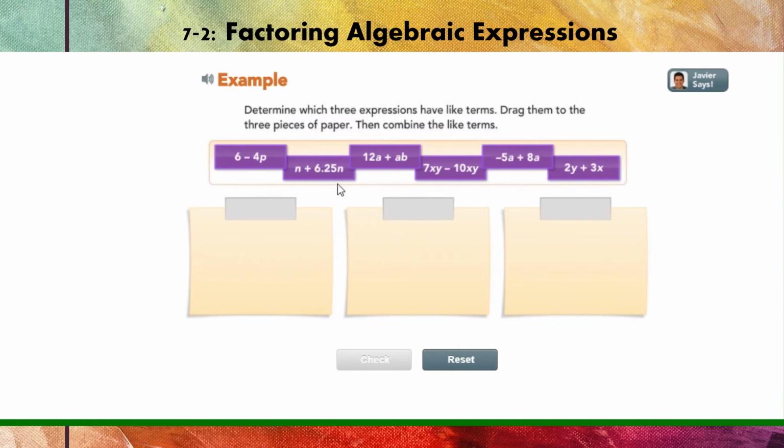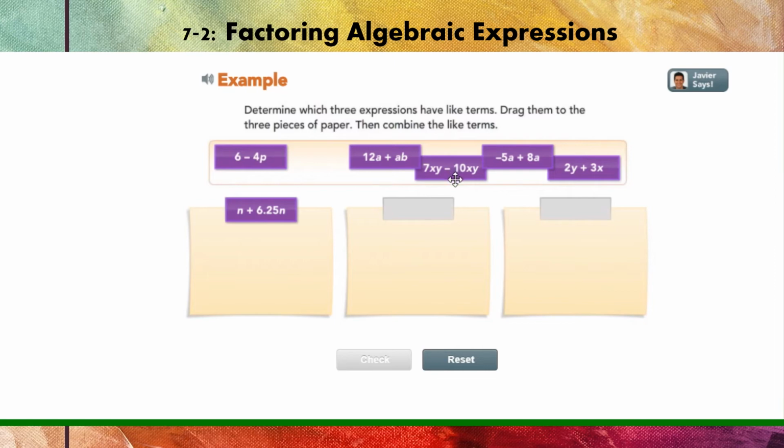Let's look at this second one. N plus 6 and 25/100ths n. So these two both have the same variable part n. So this is one we can combine. The next one, 12a plus ab. Notice this 12 has the variable part a, and this ab has an additional variable part b. So these two are not like terms, so we cannot combine them.